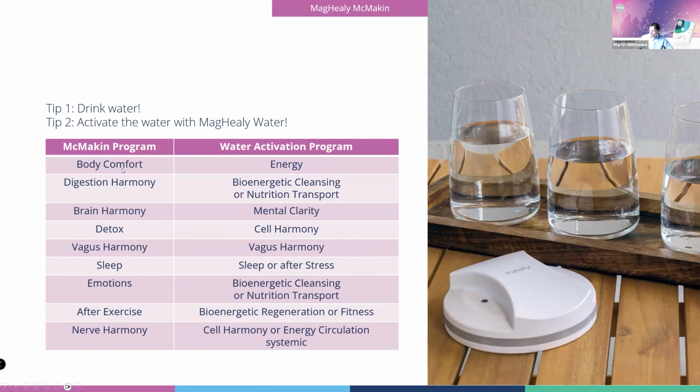Of course, you can also always combine it. So McHealy body comfort, you can combine with the energy water program, digestion harmony with energetic cleansing or nutrition transport, brain harmony with mental clarity, detox with cell harmony. So this, of course, can be combined pretty well because one is directly on the body and one is basically giving the water a new structure that you actually can ingest.